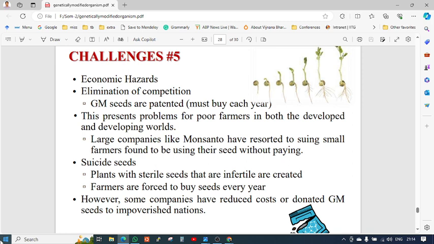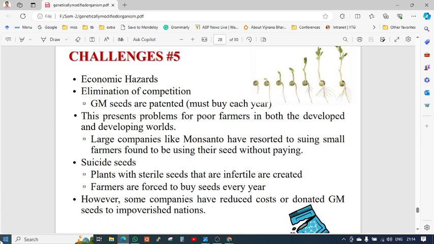Suicide seeds. Plants with sterile seeds that are infertile are called suicide seeds. One generation is okay, but in the next generation they cannot give fertile seeds. Normally we grow seeds for one generation, and then another generation from the seeds of the seeds. But in GMO, this does not happen. Farmers are forced to buy seeds every year to increase production.